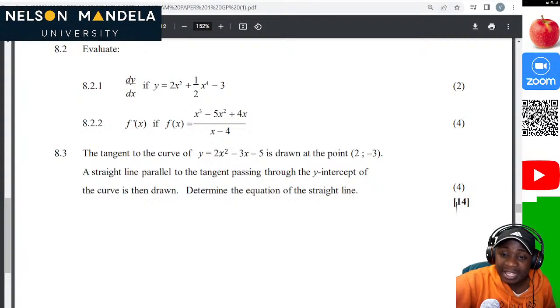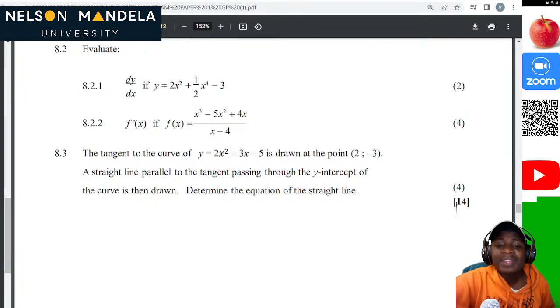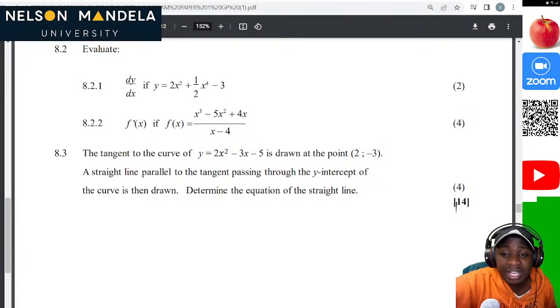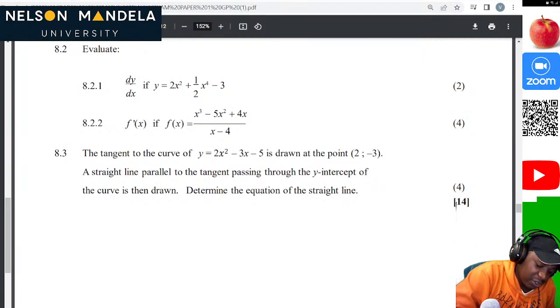Let's analyze this again. The tangent to the curve y equal to 2x squared minus 3x minus 5 is drawn at the point (2, -3). So we have a curve which has a point of contact (2, -3). Let's try to visualize this. Let's say this is our curve, and this is the point (2, -3) where the tangent touches. I'm just trying to visualize this for you guys.